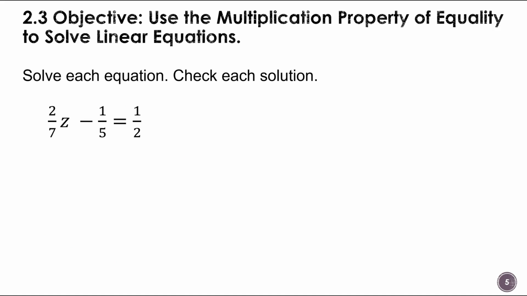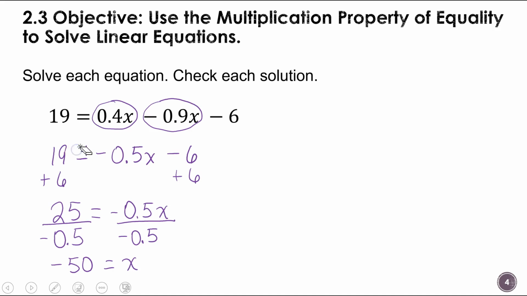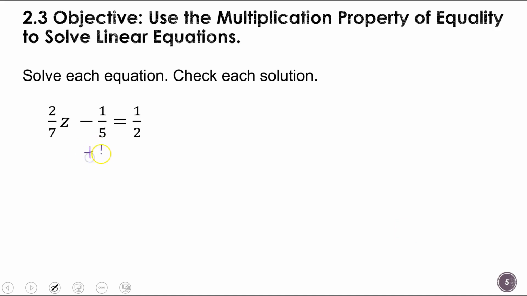Okay, so we have to do a little extra work here because we're going to need common denominators to make this work. Let me put my equal sign back on there from the previous slide. We're going to add 1/5, and that gives me 2/7 z equals 1/2 plus 1/5. So we need a common denominator in order to add these two. I'm just going to go over here to the side. My common denominator is going to be 10.